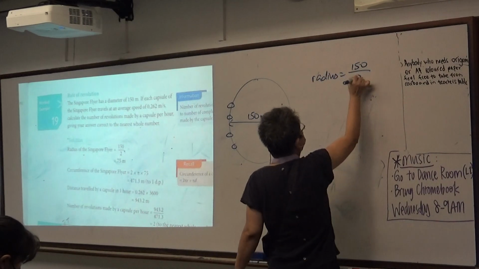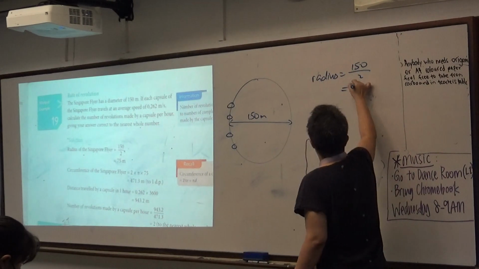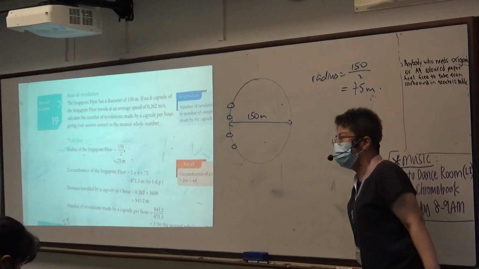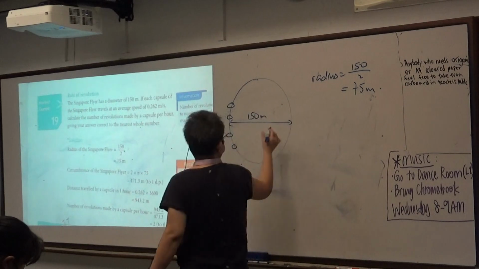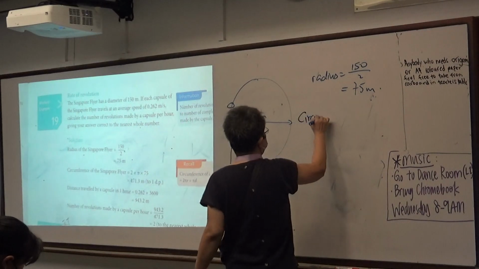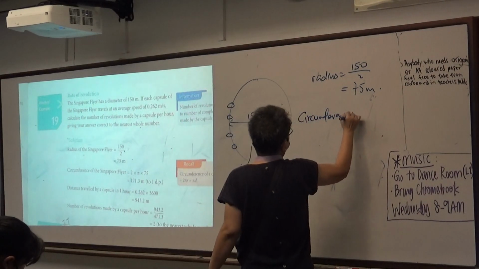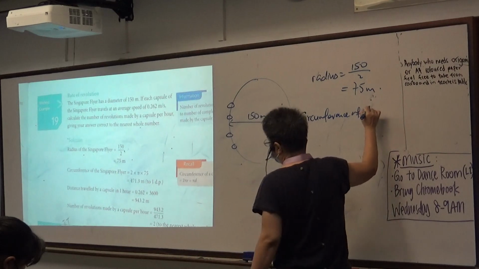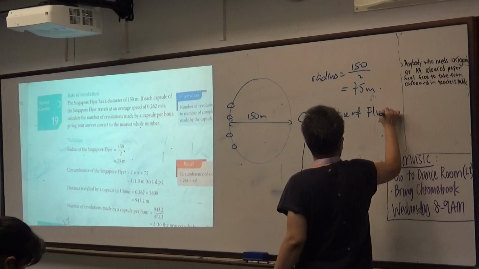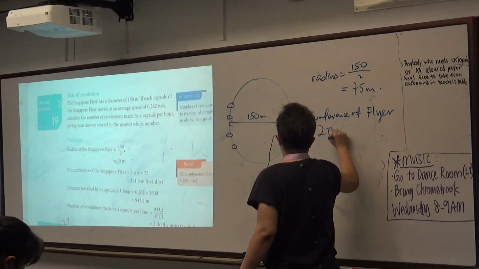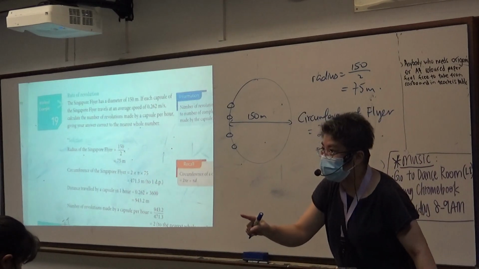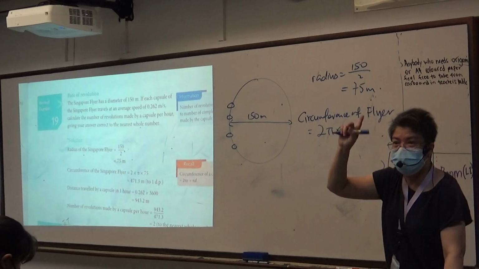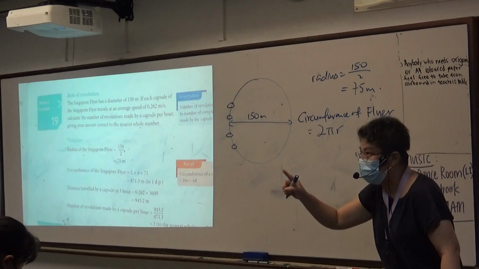Radius will be diameter divided by 2, right? So this will be 75 meters. Are we okay? Yes or no? Okay, then we're going to find the circumference of the flyer. Circumference is 2 pi r, right? Or pi d also can. Correct? Circumference of a circle is 2 pi r or pi d.